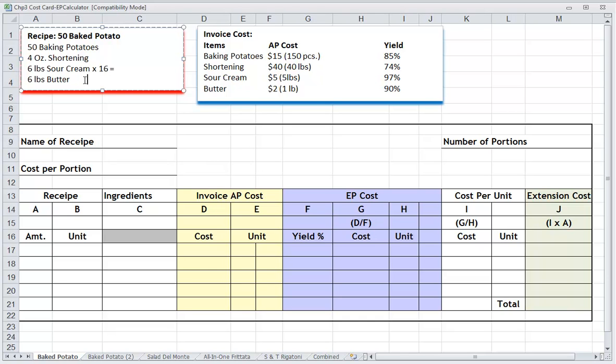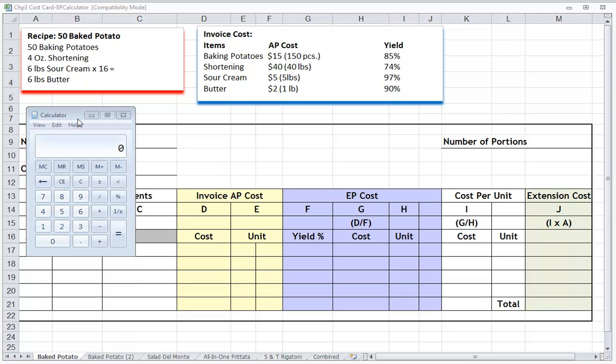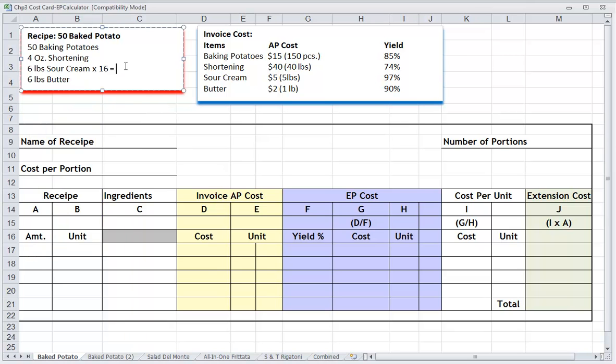So we're going to do that for the sour cream. I pulled up my calculator and we're going to go ahead and do this together. 6 times 16 equals 96 ounces. So I'm going to go ahead and write 96 ounces over here for the sour cream. And then we're going to do the same thing for the butter. We have 6 pounds of butter and we're going to multiply that by 16, and that should be the exact same thing, 96 ounces. I don't need to convert the shortening because that's already in ounces.